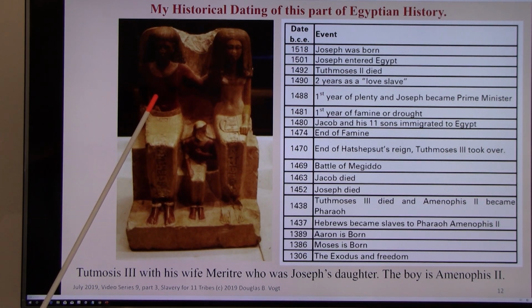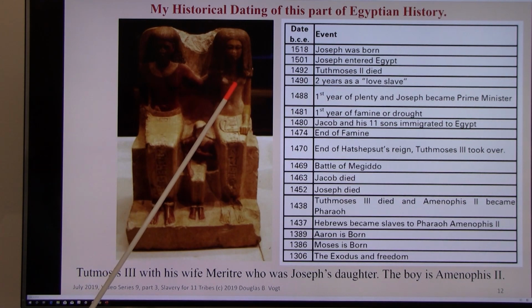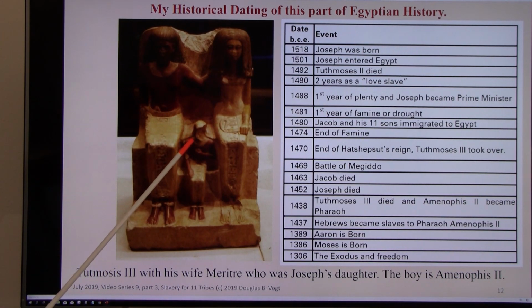This is Tutmosis III. This is his daughter, Joseph's daughter, and this is their offspring. Now, why is his face defaced? Why does someone chop out Amenhotep's face? Now, I know who did it. It was Akhenaten who did it, and I know why.